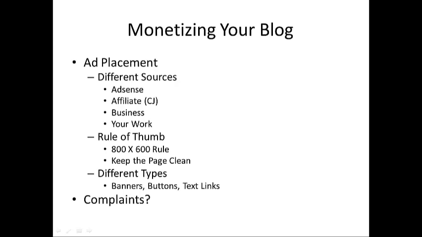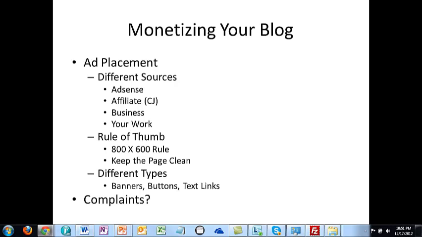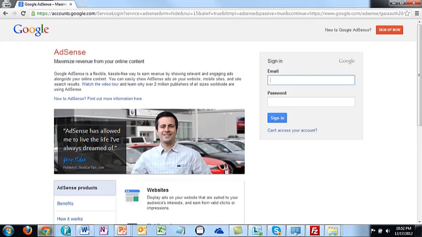Now, there are three primary things you want to pay attention to: the sources, one particular rule of thumb, and then the different types. So in other words, the first thing you want to consider is different sources. In some cases, you're going to want to use the Google AdSense program. If you're unfamiliar with Google AdSense, all you have to do is go to google.com/AdSense, and you can join the AdSense program, which will allow you to put ads on your site. I'll show you what this looks like in a minute.